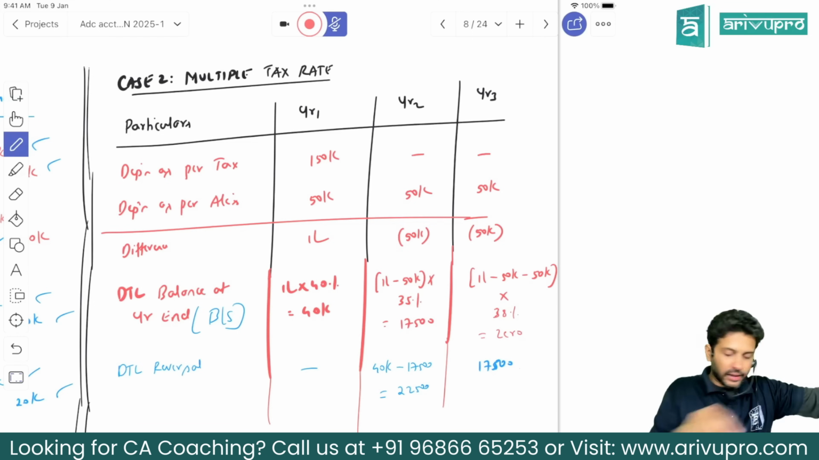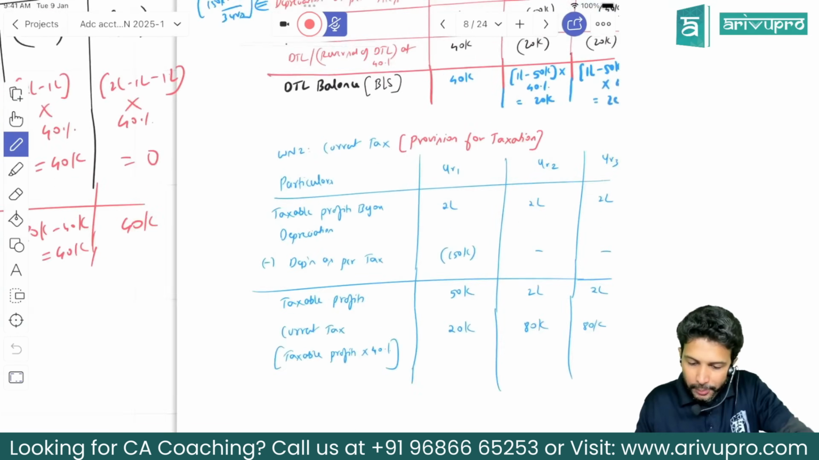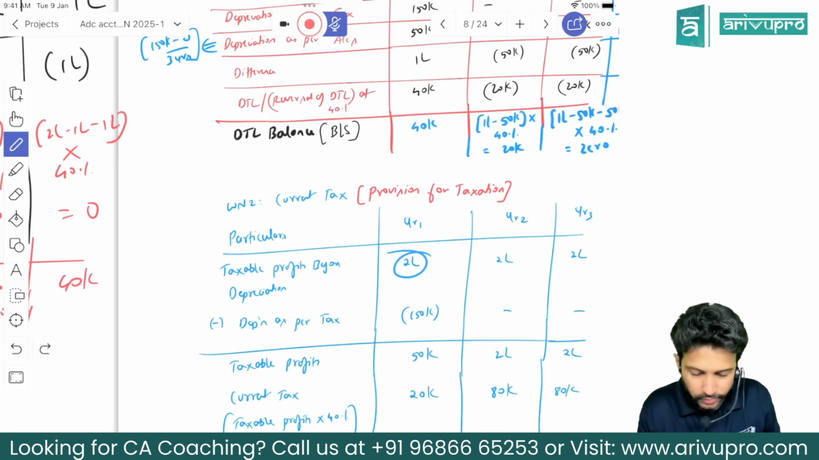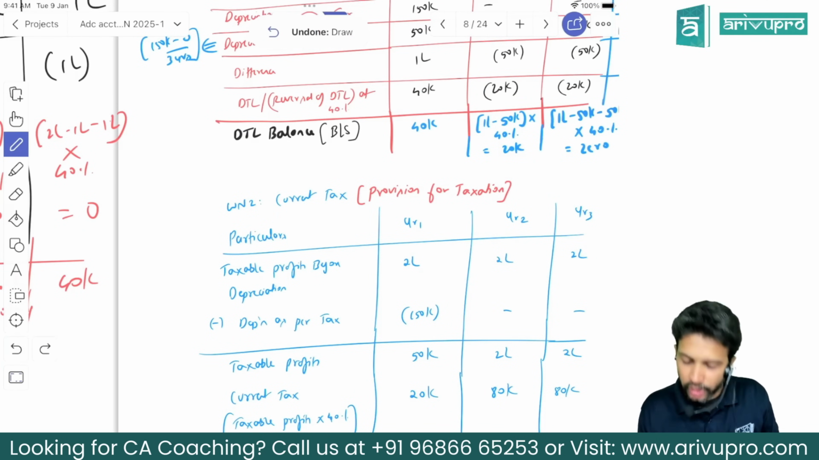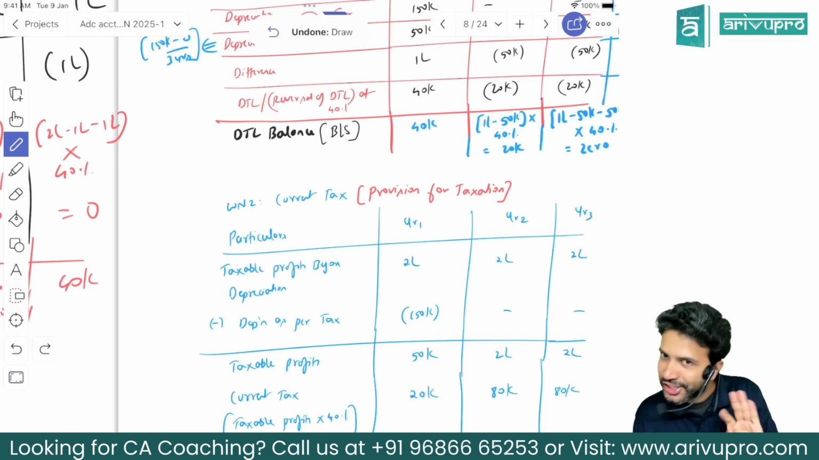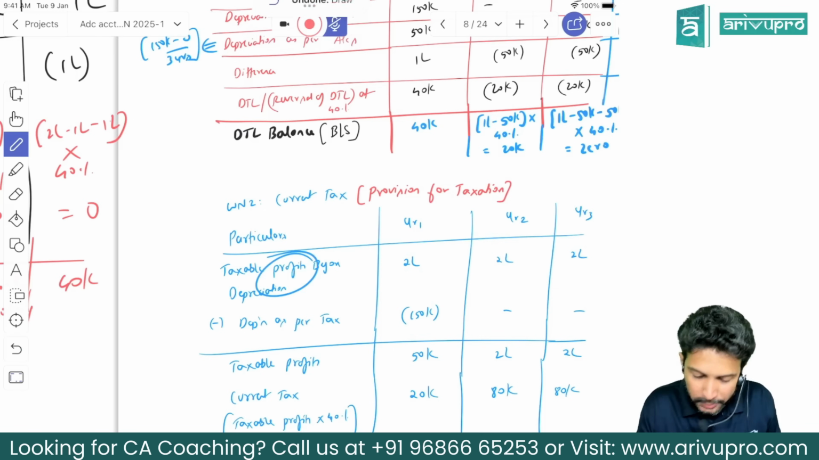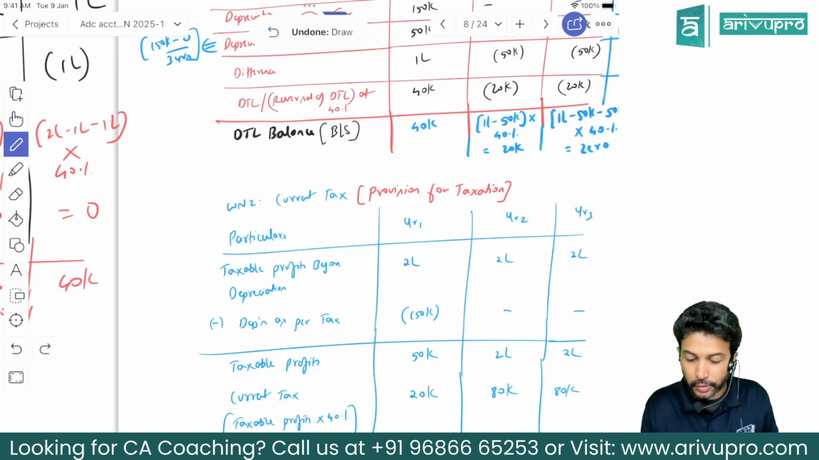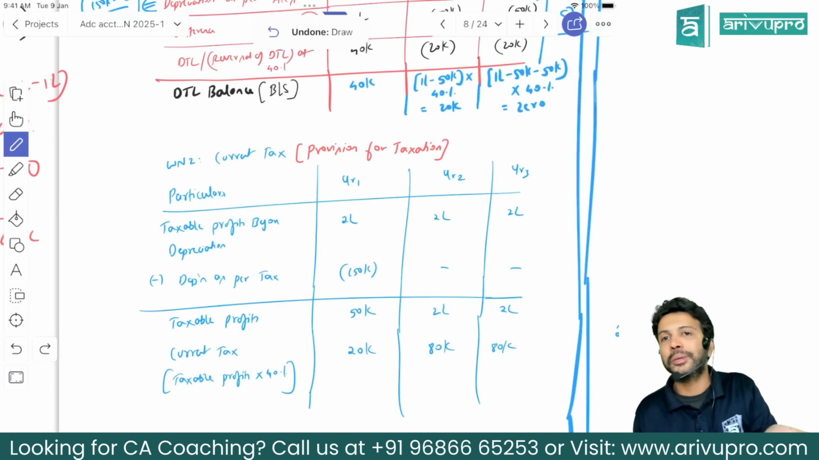Current tax, someone is saying it will change. No, sir. Why will it not change? How much is profit before depreciation? 2 lakh, 2 lakh, 2 lakh. You will reduce depreciation. Did depreciation change or is it the same? Same. From profit before depreciation, if you reduce depreciation, what are you going to get? Taxable profit. Taxable profit multiplied by the tax rate. And you mean to say the rate of tax is changing, that's the reason it will change.